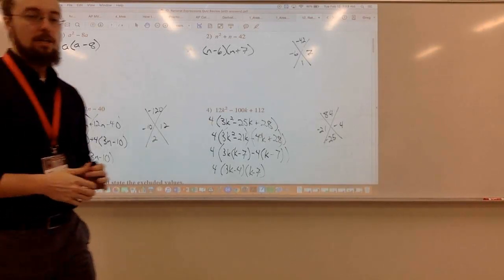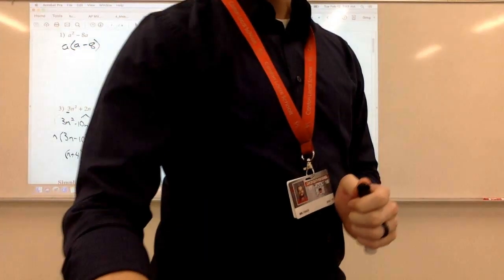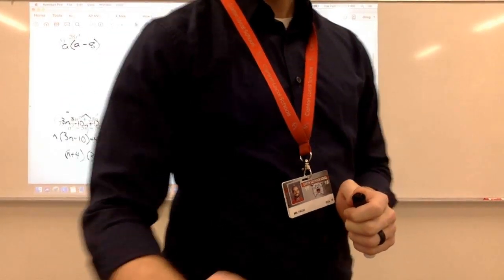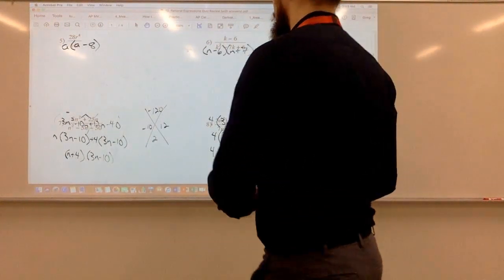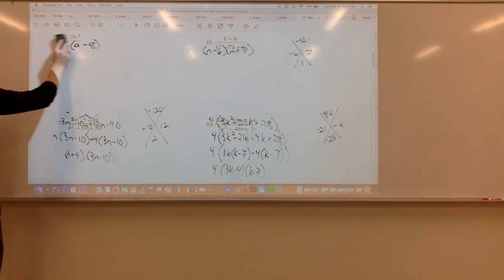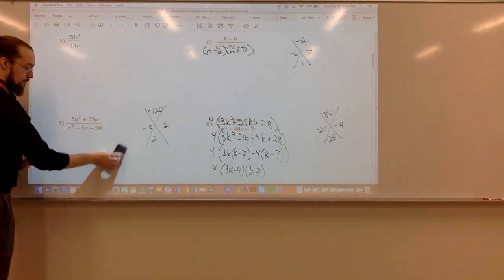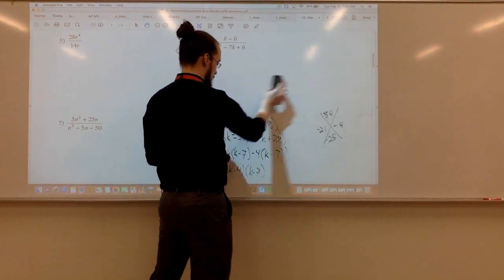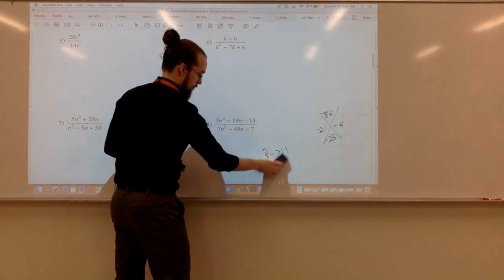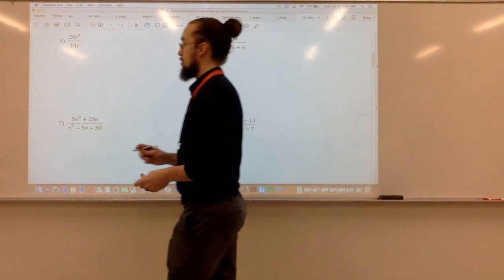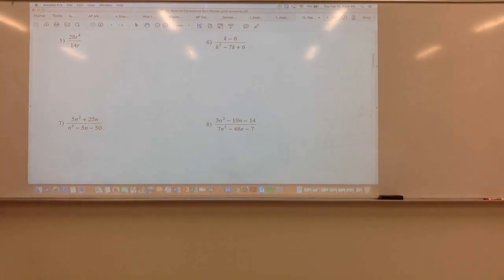Alright, then the next part was just simplifying a rational expression and stating excluded values. So again here, a lot of factoring. How about this first one? 28r to the 4th over 14r. How would I simplify that?